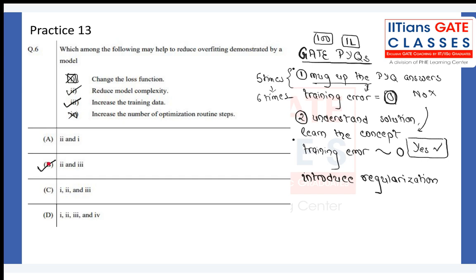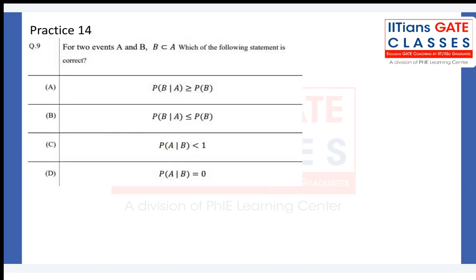Take it that simple. I just explained it with a real life example. Changing the loss function may or may not reduce overfitting. It's not that it always reduces overfitting. But if you reduce the model complexity, if you increase the training data, it will reduce overfitting, because it will increase the bias and lower the variance of the model. It's a very, very good question. Try this out.